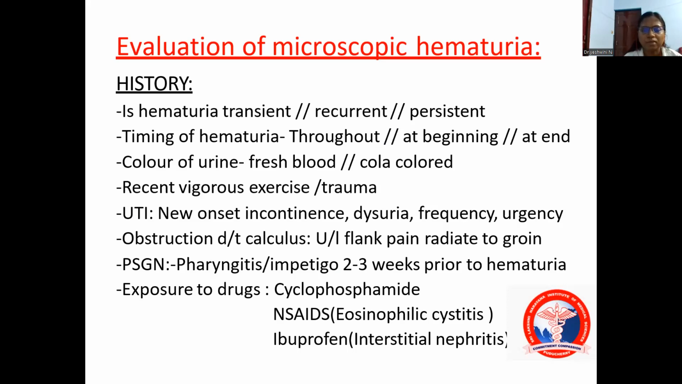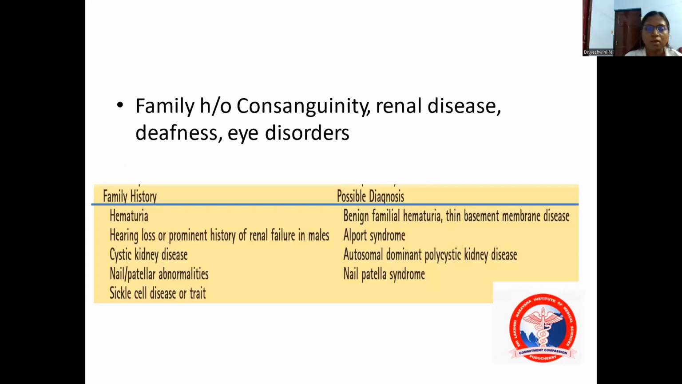If there is UTI, you will have associated features like dysuria, frequency, and urgency. If it is because of calculus, you will have a flank pain radiating to the groin. If it is because of post-streptococcal glomerulonephritis, then you will have preceding pharyngitis or impetigo 2 to 3 weeks prior to hematuria. Then ask history of exposure to drugs. Okay, so family history, these histories you should ask.